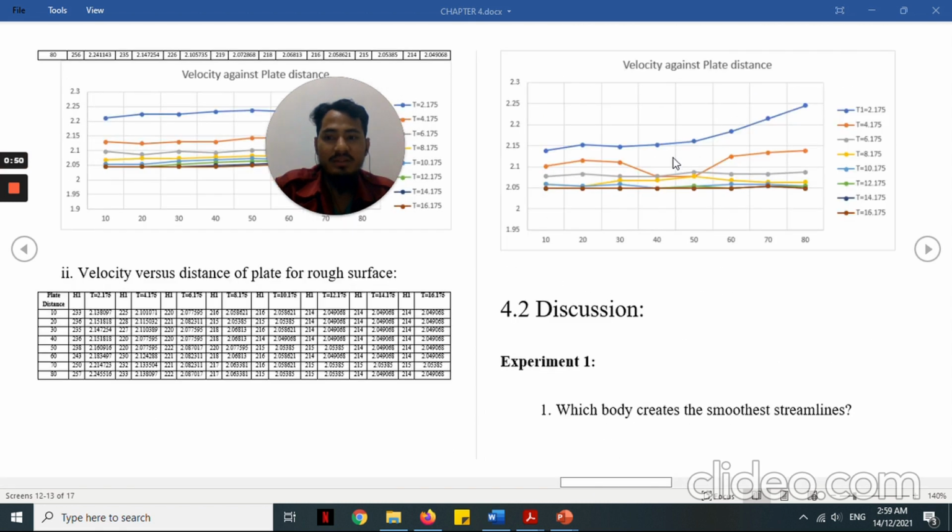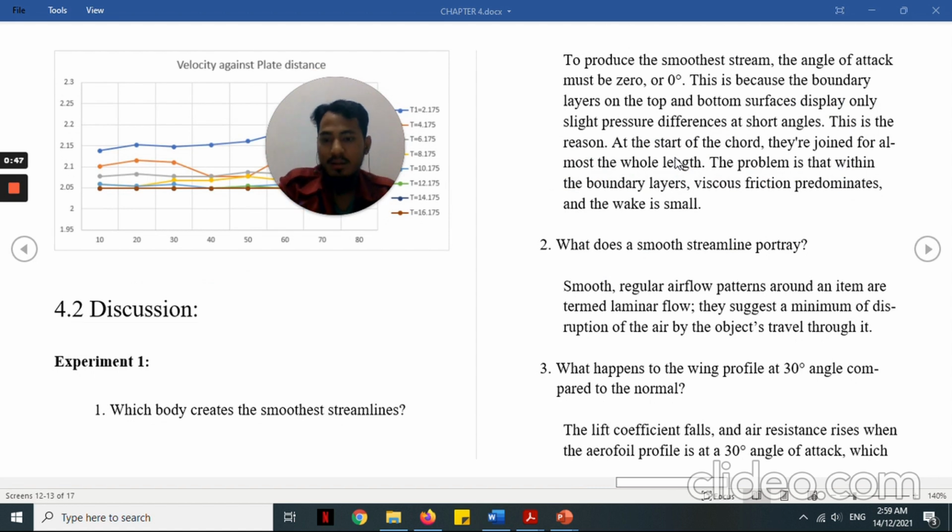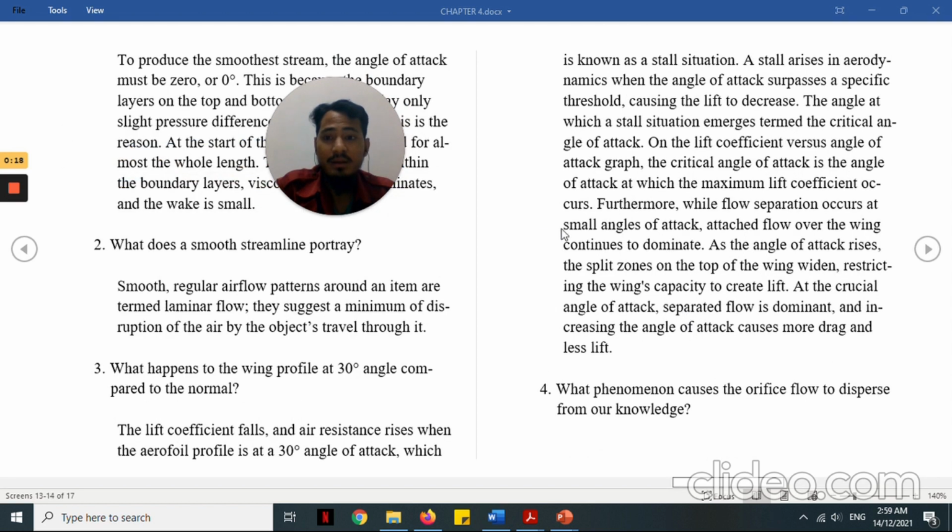Next, we go to discussion. The body that creates the smooth surface is at 0 degree angle of attack, and the smooth streamline portrays that regular airflow pattern around an item, a laminar flow. What happens to wing profile at 30 degree angle compared to the normal is they produce the smoothest stream. The angle of attack must be 0. So the 0 angle of attack produces the smoothest stream.